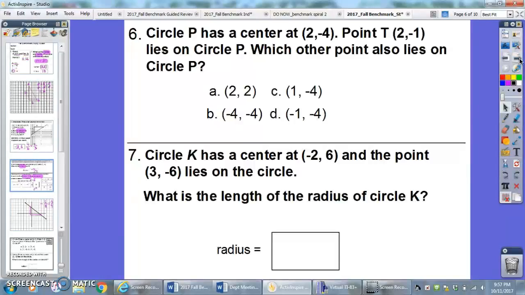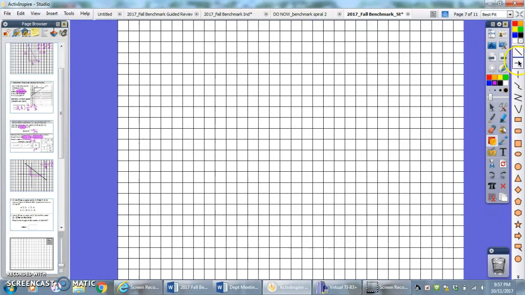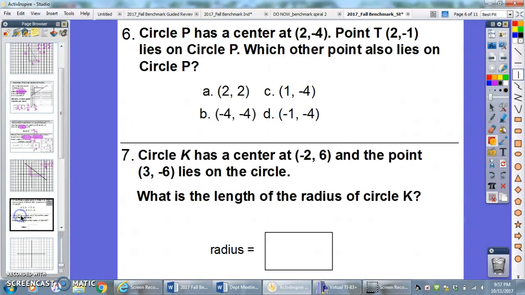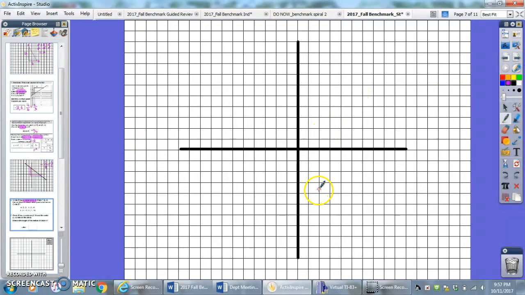All right, number 6, this is a circle question, so we have to graph the circle. So again, I'm going to get my sheet of graph paper, draw my x and y axis. And then I'm going to probably have to graph a center. So my center is at 2, negative 4. There's the center of my circle.